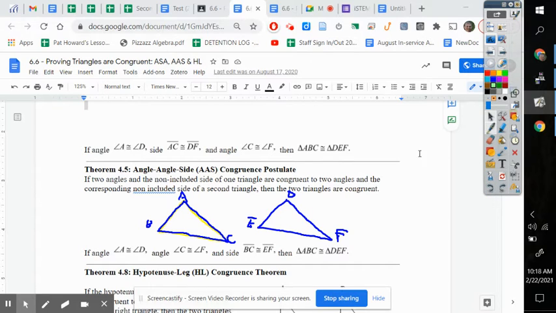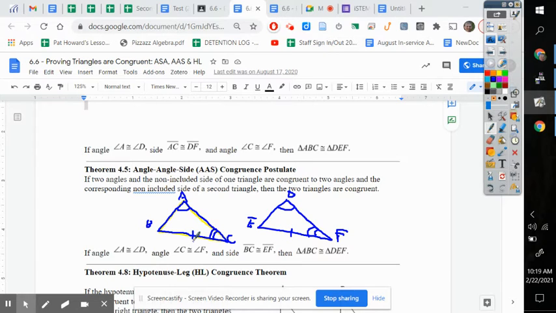Now the AAS congruence postulate. If two angles and the non-included side of one triangle are congruent to two angles and the corresponding non-included side of a second triangle, then the two triangles are congruent. Not a really big swing here, but this is saying if angle A is congruent to angle D, angle C is congruent to angle F, which is the same thing we had in the last one. But notice here, they're telling you BC is congruent to EF.